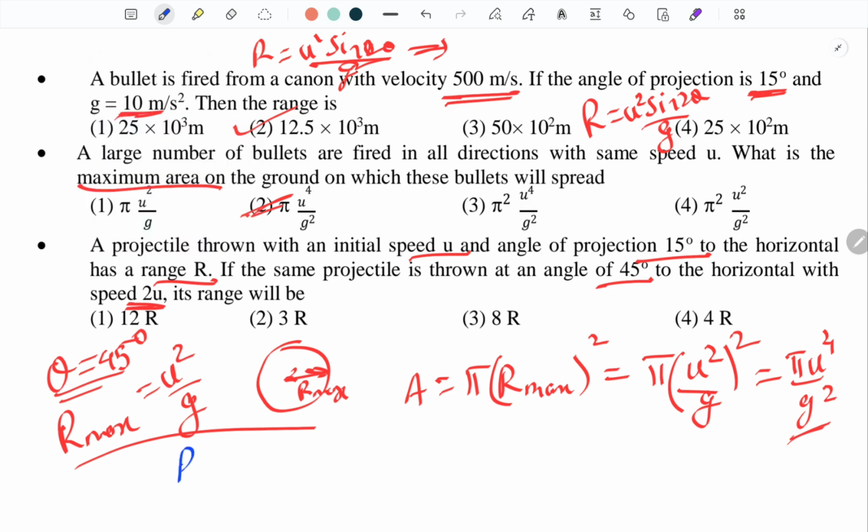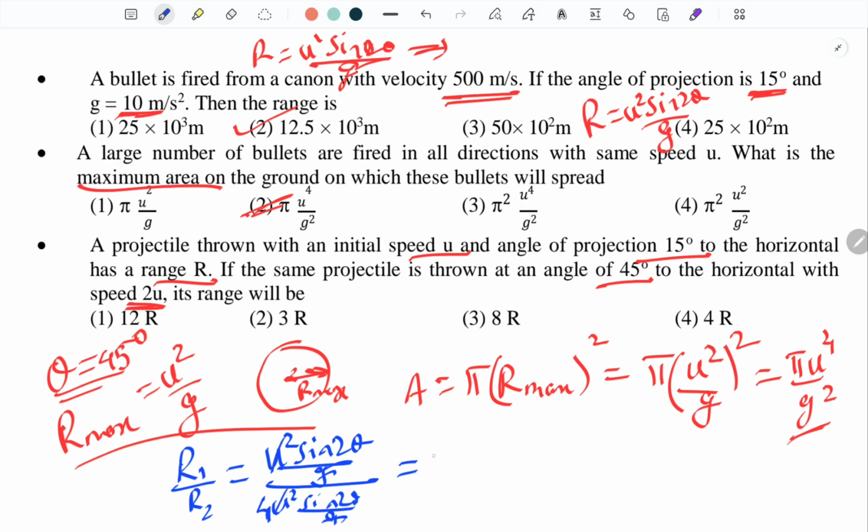R1 by R2 करना है. R का फॉर्मूला u स्क्वायर साइन 2 थीटा बाई जी बाई यू स्क्वायर साइन 2 थीटा बाई जी. 2 टाइम लिख लिया. अब उसमें क्या क्या चेंज हो रहा है देख लो. थीटा चेंज हो रहा है, जी सेम. u है. इफ द सेम प्रोजेक्टाइल इज थ्रोन एट 45 विद द स्पीड 2u, u जाके 2u बन रहा है. तो ये बंदा 4u स्क्वायर लिख सकते हैं. यस, तो 2u द होल स्क्वायर इज 4u स्क्वायर ना. सो 4u स्क्वायर कैन राइट. नाउ आई कैन सॉल्व. यू स्क्वायर कैंसिल.